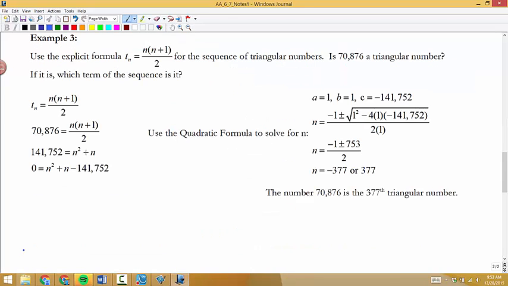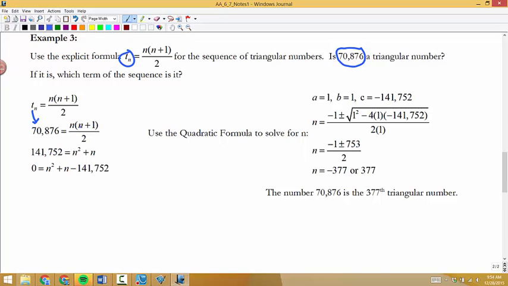All right, so let's take a look at this final example. In the final example, it says use the explicit formula t sub n is equal to n times n plus 1 divided by 2 for a sequence of triangular numbers. Is 70,876 a triangular number? Well, if it is a triangular number, what we can do then is we can put this in for t sub n. So I'm going to take t sub n out and put this in its place.